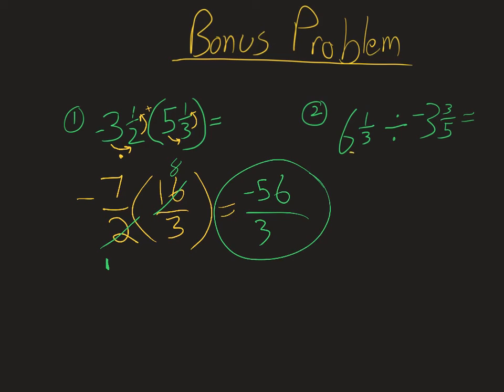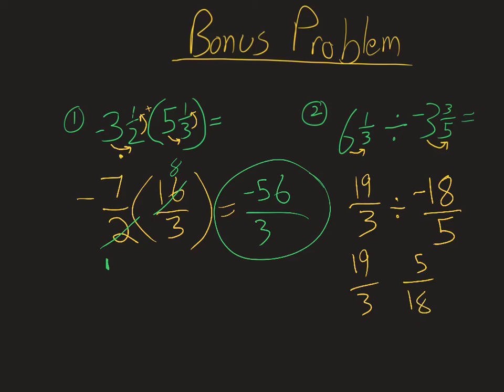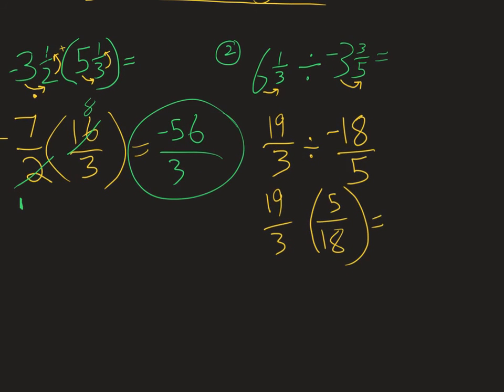Second problem, same exact thing with the division. 6 times 3 is 18 plus the 1. I have a total of 19 thirds. 3 times 5 is 15 plus 3 is 18 fifths. Don't forget your negative. And now I've got to take it on as a division problem, so I'm going to flip it. And I'm hoping there's some reducing I can do here.